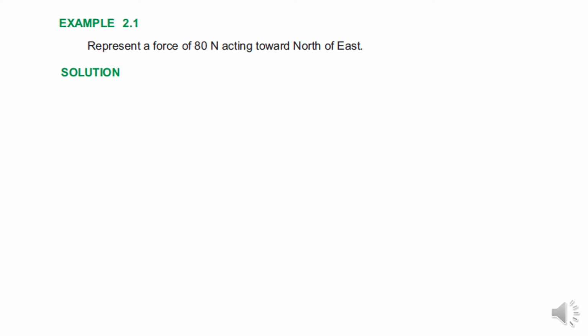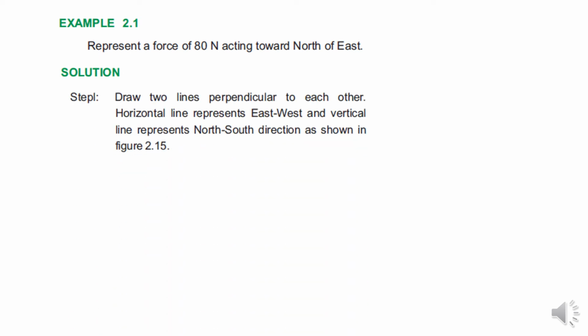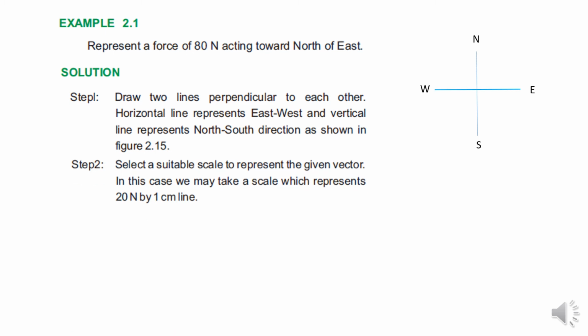So let's solve it. In the first step, draw two lines perpendicular to each other. The horizontal line represents east-west and the vertical line represents north-south direction as shown in the figure. In the second step, choose a suitable scale to represent the given vector. In this scale, let 20 Newton become equal to 1 centimeter, so 80 Newton will become 4 centimeter.